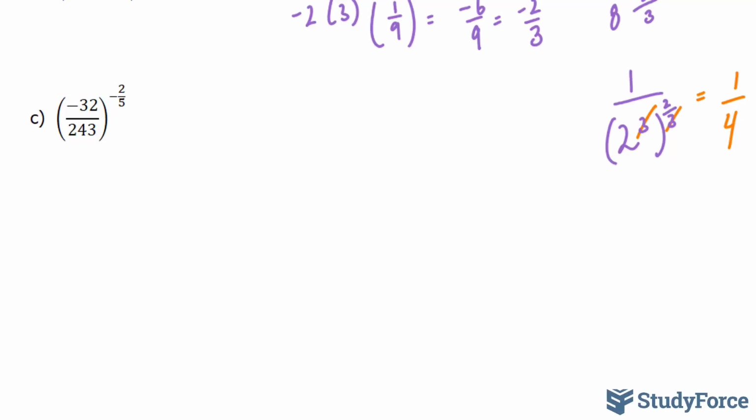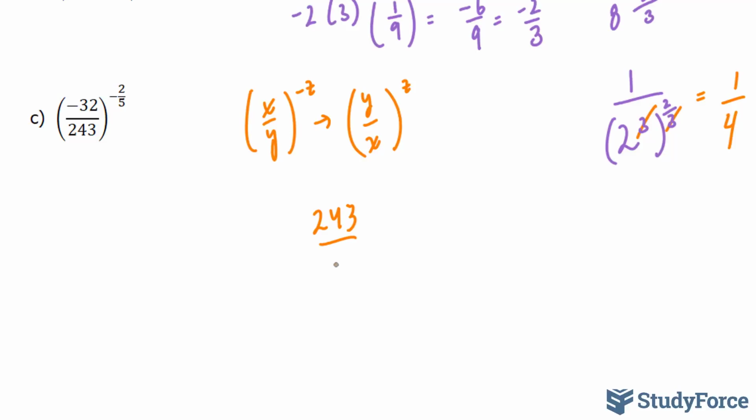What I'll do here is use the relationship x over y to the power of negative z becomes y over x to the power of positive z. So this is our y, it goes upwards. This is our x, and it goes down, and our z changes its sign. So we have 243 over negative 32 to the power of positive 2 over 5.